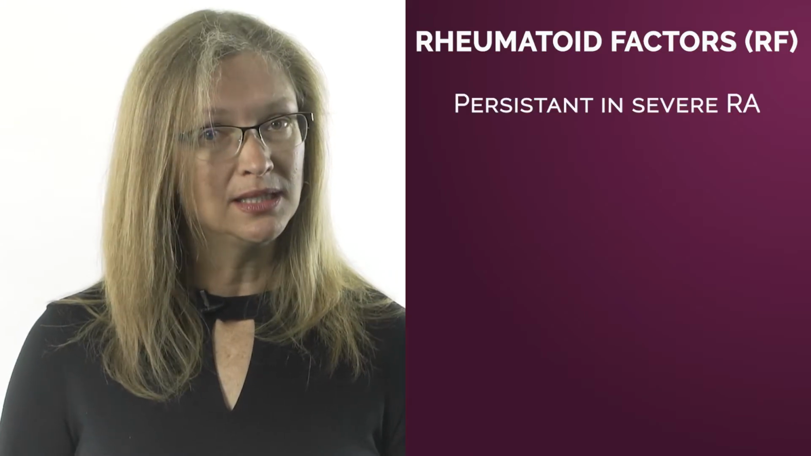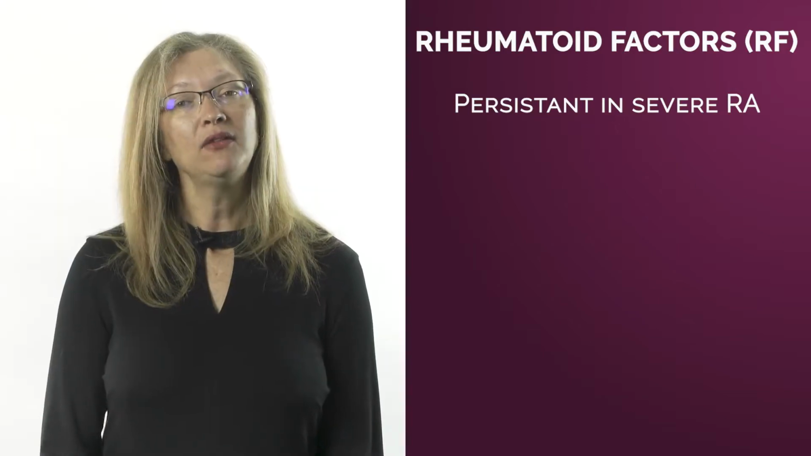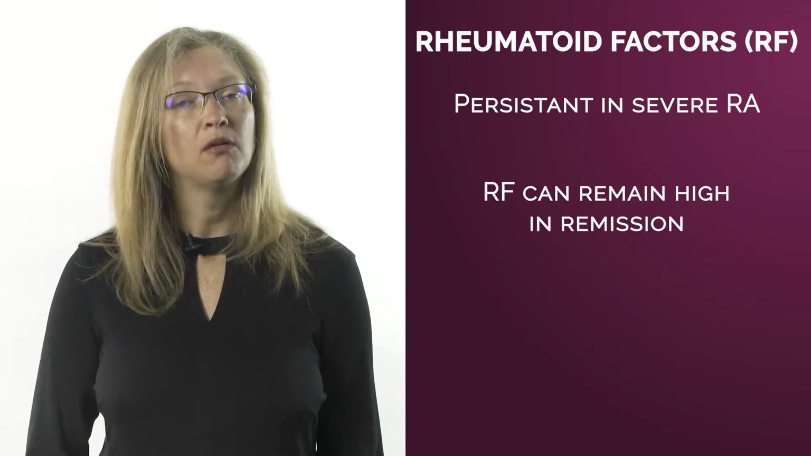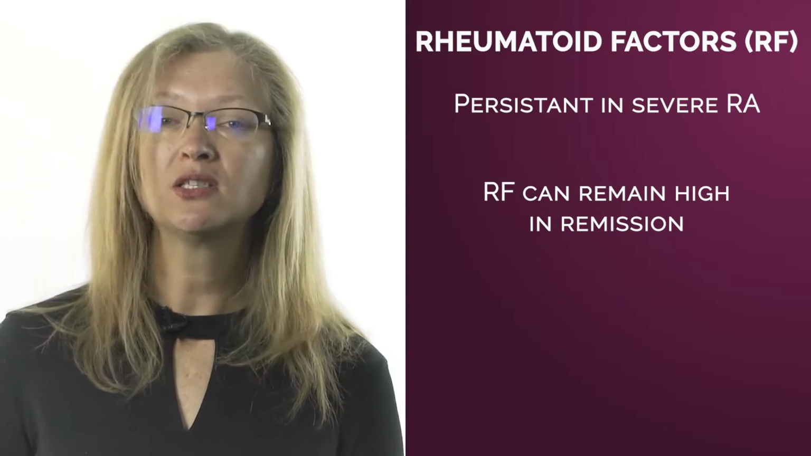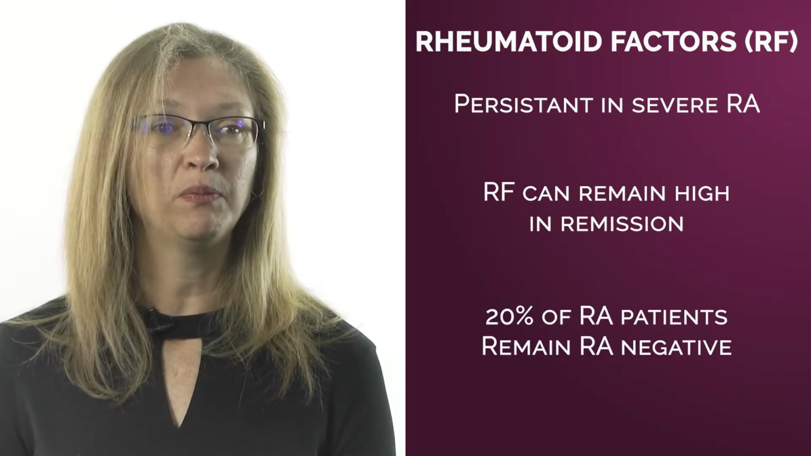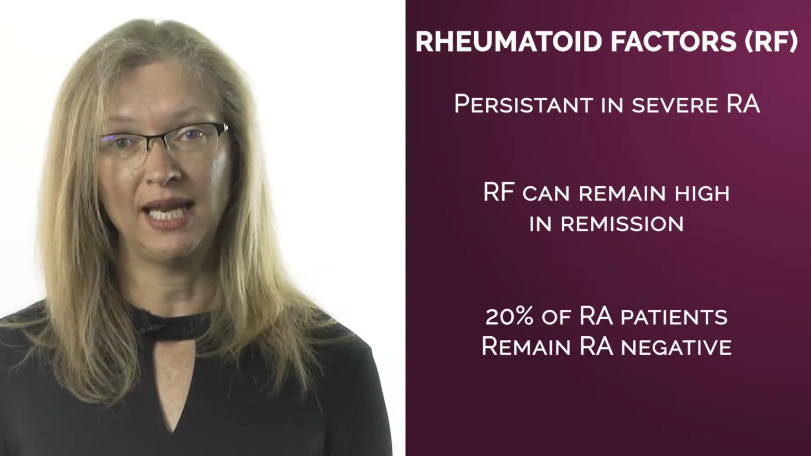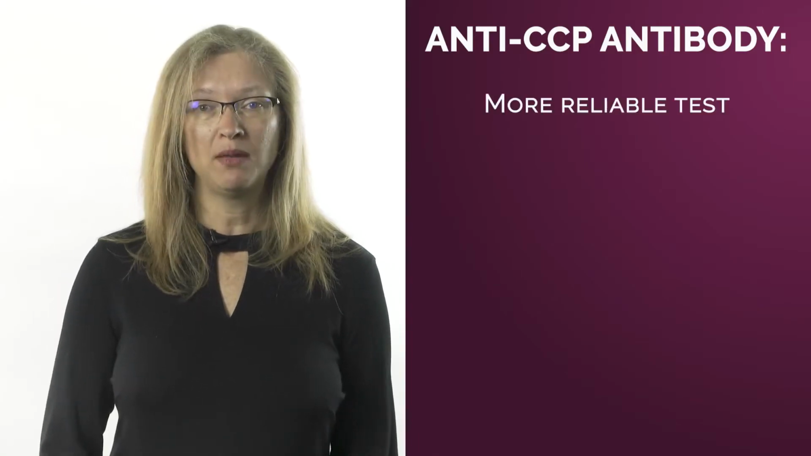Rheumatoid factor levels also fluctuate with disease activity. It is usually persistent and very high in severe rheumatoid arthritis. And then even if people are in remission, their rheumatoid factor might remain high. A negative rheumatoid factor does not exclude rheumatoid arthritis because up to 20% of people might remain rheumatoid factor negative. A newer blood test, namely anti-CCP antibodies, anti-cyclic citrullinated peptide, is a more reliable test.